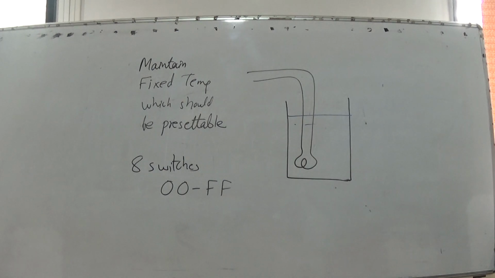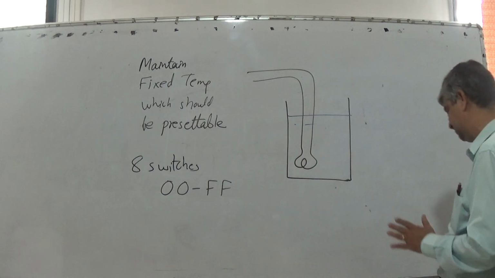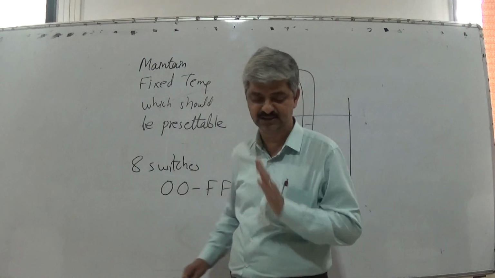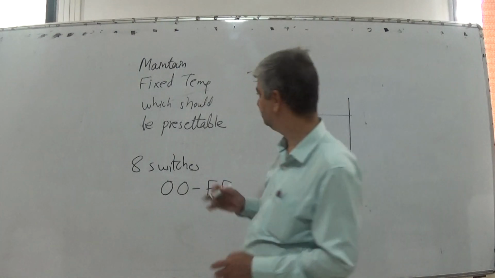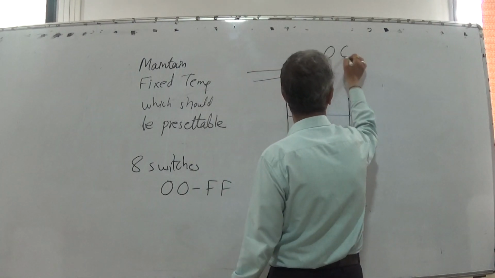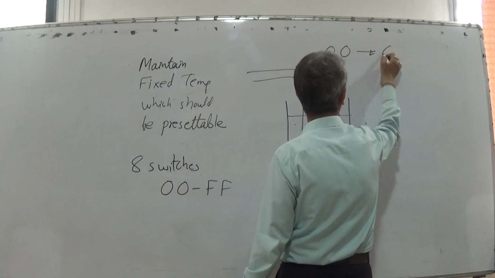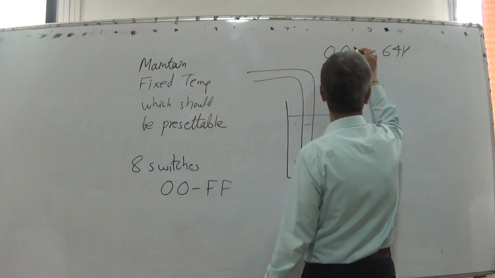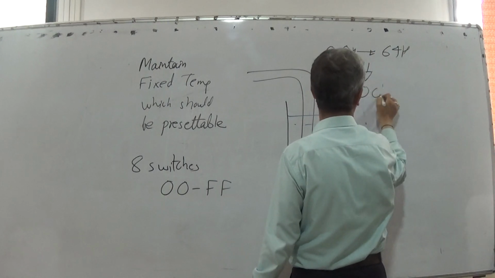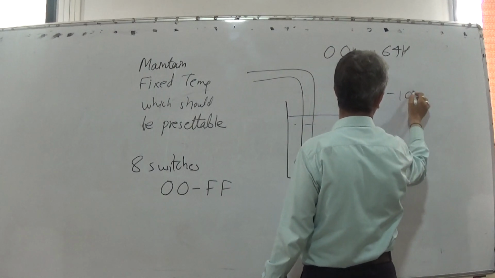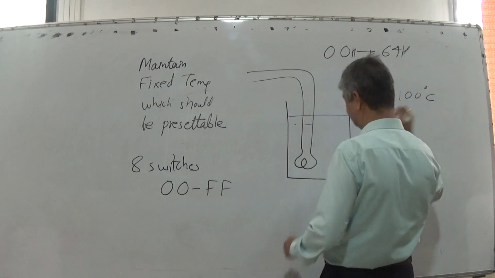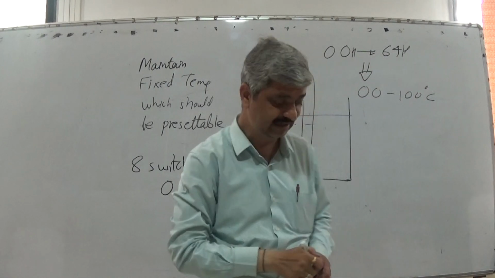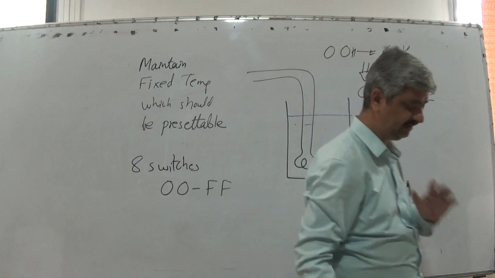So directly I can set a digital value between 00 and 64 hex, where 100 degrees temperature corresponds to 64. So 00 to 64 hex will give me a set value between 0 and 100 degrees centigrade. Right, that is the value which is set.